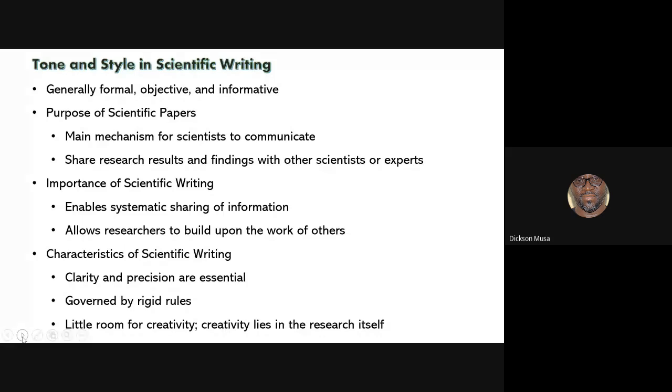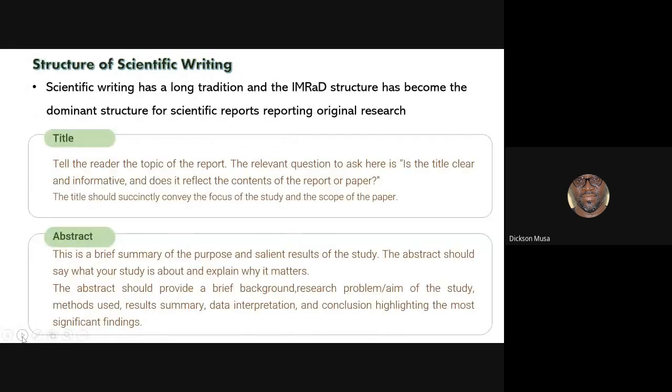You can't be creative while writing a scientific paper the way you are creative when writing a novel, a drama, or poetry. You cannot be creative here. Your creativity stops at the research. All researchers are expected to be very creative, to be innovative with their research. But the reports of your innovation or your findings cannot be creative. There's no room for creativity. You just follow a rigid rule of reporting.